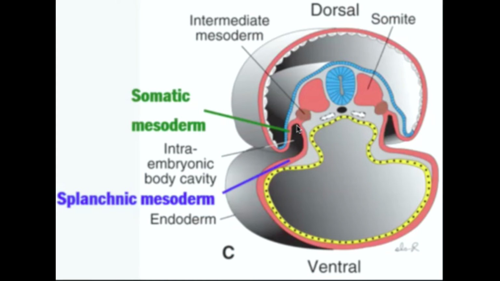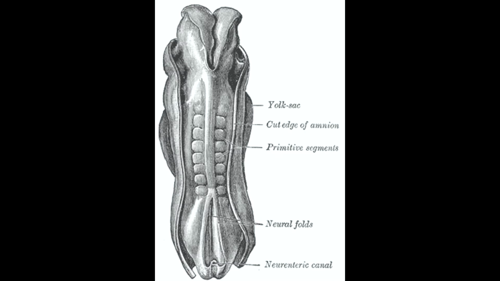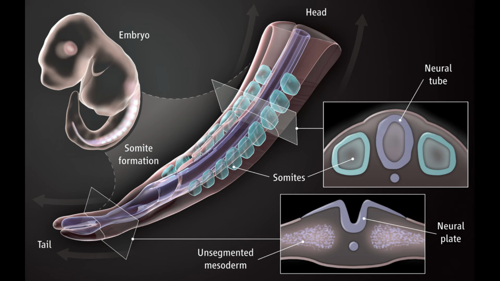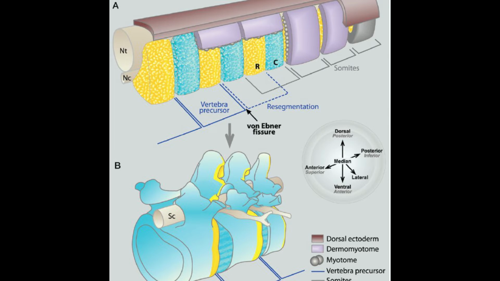Now let us focus ourselves on the paraxial mesoderm. Remember that the paraxial mesoderm will give way to the formation of the somites. Now, somites are segmented paraxial mesoderm. So you can see here in this picture. And each somite is divided into two parts: the sclerotome, which is the ventral part, and the dermomyotome, which is the dorsal part. The sclerotome, which is in closer relationship to the neural tube and neural crest, will help form the vertebral disc or the spinal column.